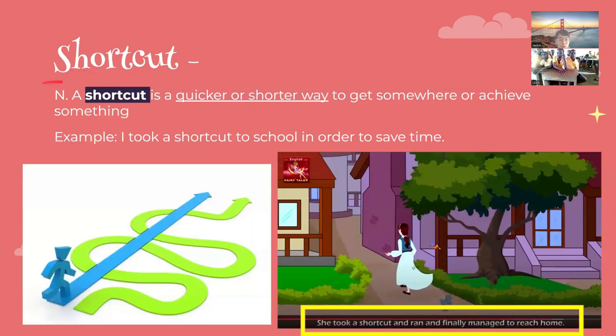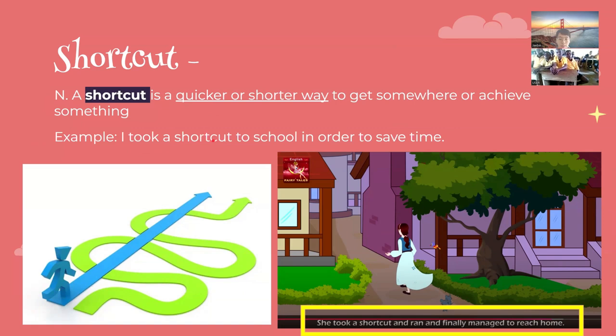The next word is shortcut. Just in case you guys were not familiar with it, it is a noun. A shortcut is a quicker and shorter way to get somewhere or achieve something. So it is a very quick way in order to get something. For example, I took a shortcut to school in order to save time. You might be asking, why did I take a shortcut? Because again, the definition of a shortcut is that it is quicker and shorter.